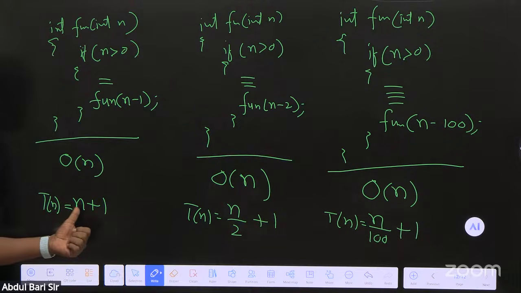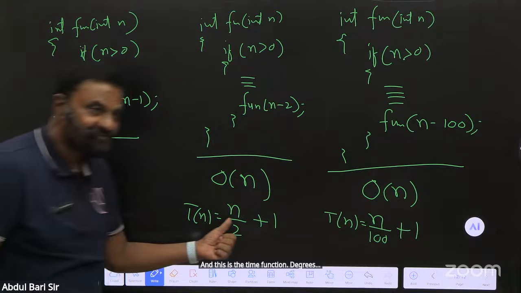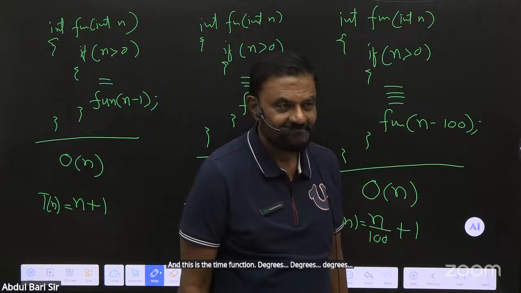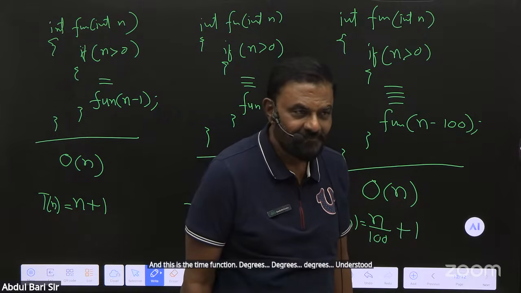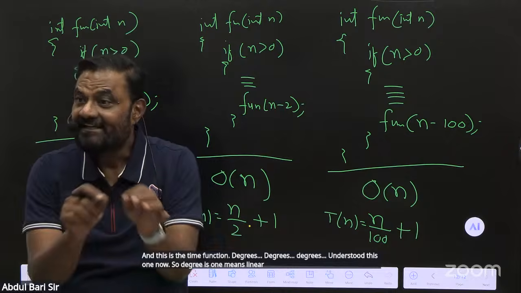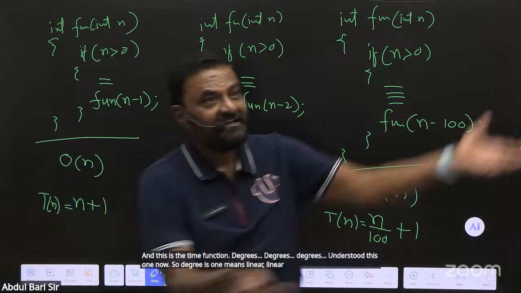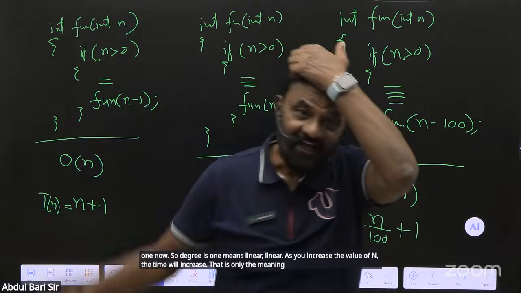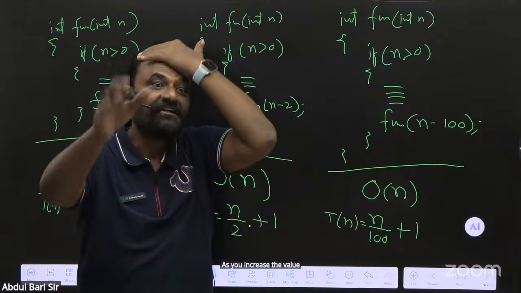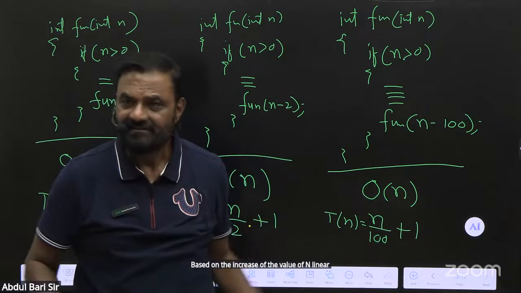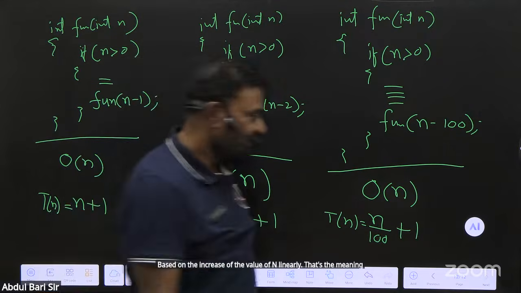Degrees. Understood this one now? So degree one means linear. As you increase the value of n, the time will increase. That is the only meaning. As you increase the value of n, the time will increase linearly. That's the meaning. Understood this one? Now you don't have to copy this. Just wait.